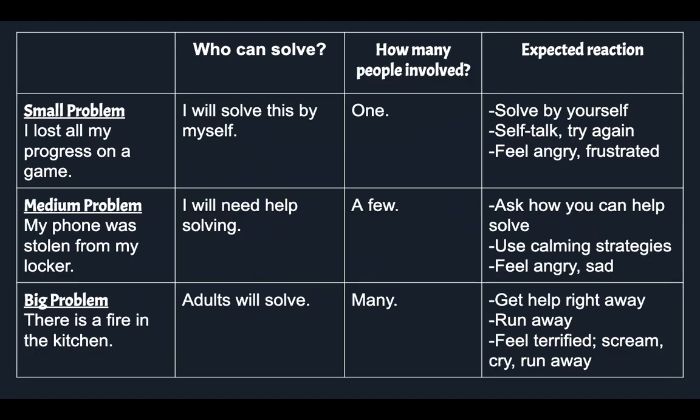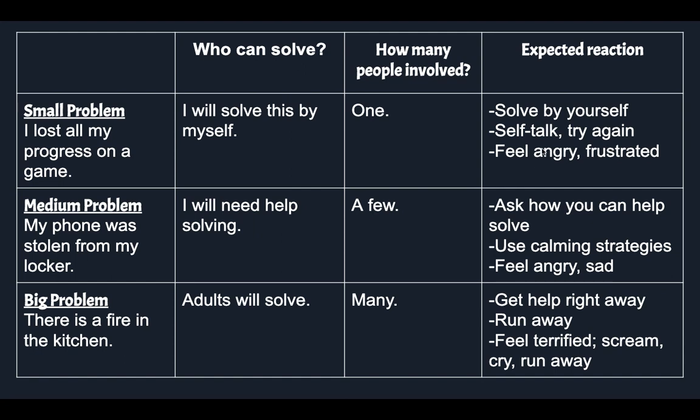So these are just, again, some other examples of how we can associate reaction size to problem size. It looks like a lot, but it'll go by really quick. So a small problem would be I lost progress on the game that I was working on. Just happened with my son. He was able to solve it by himself. It only affected him. He was able to self-talk and then try again, and he's still working on some of those levels that he already had beat.